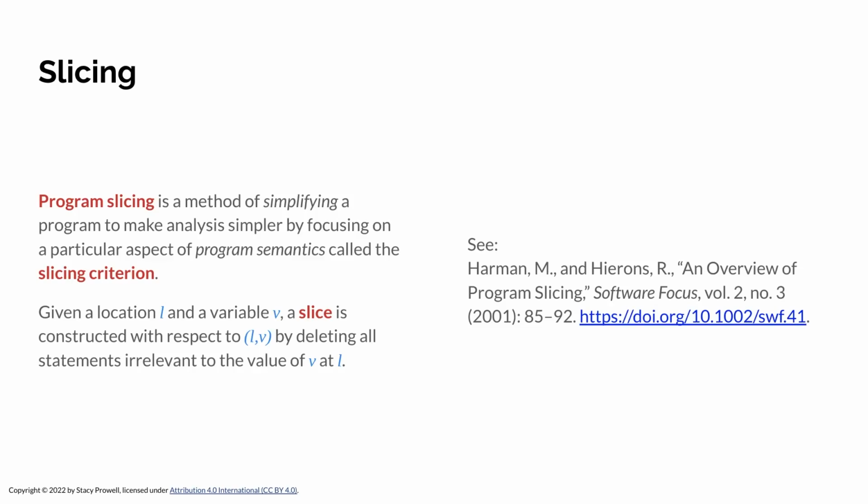All right, and so our slicing criteria will look like a pair, location and variable. And then what we'll do is we'll throw away anything that's not relevant to answering the question, what is the value of V at location L?